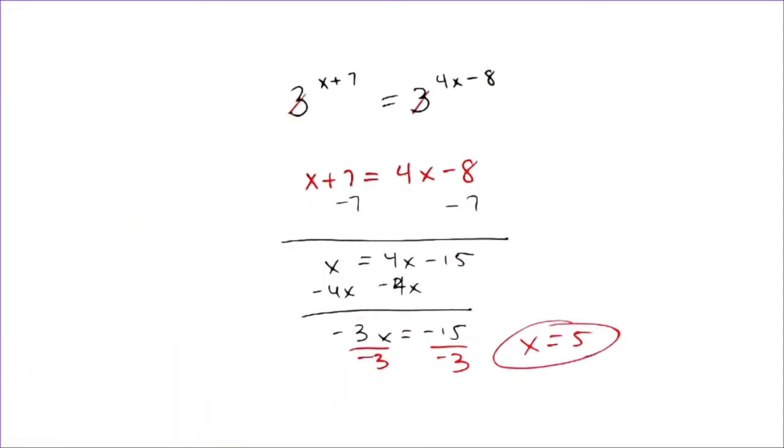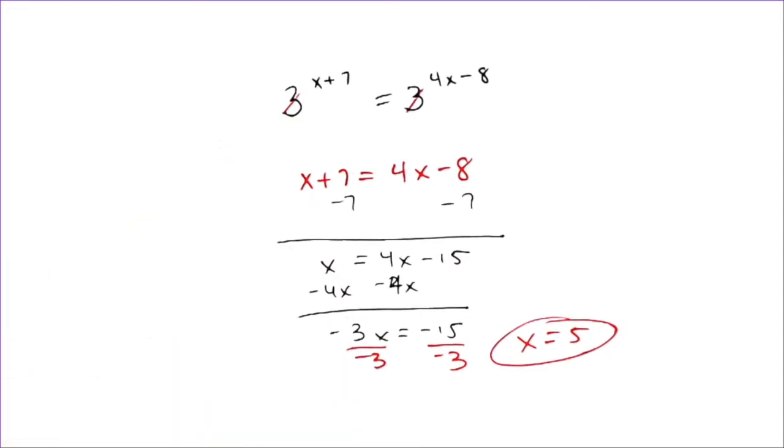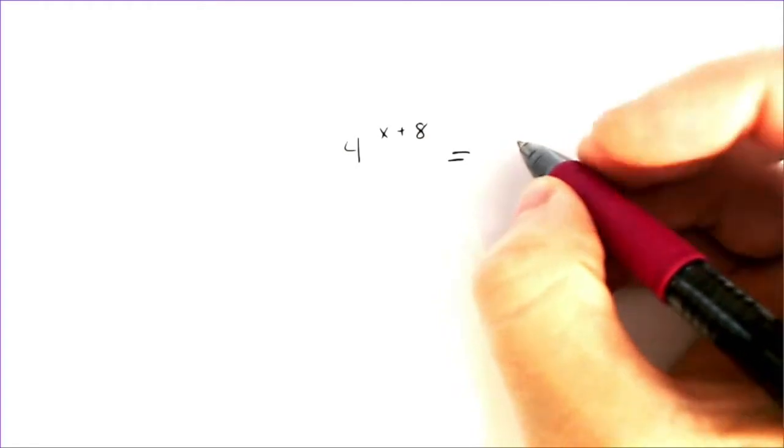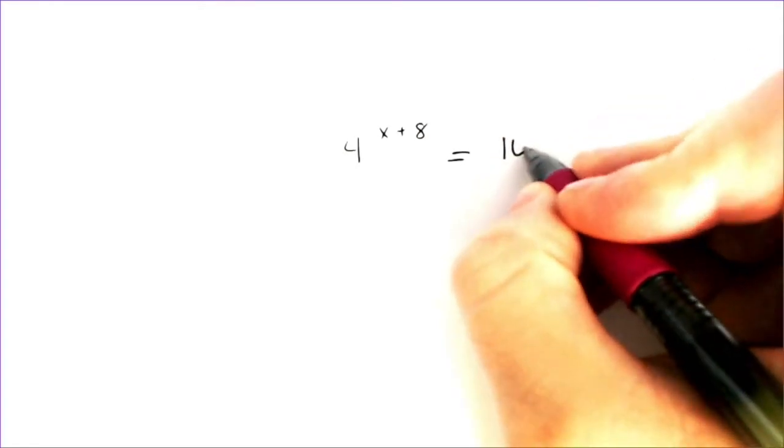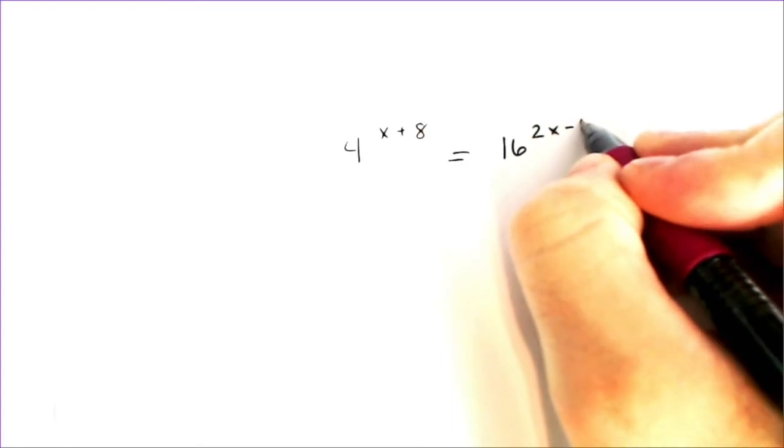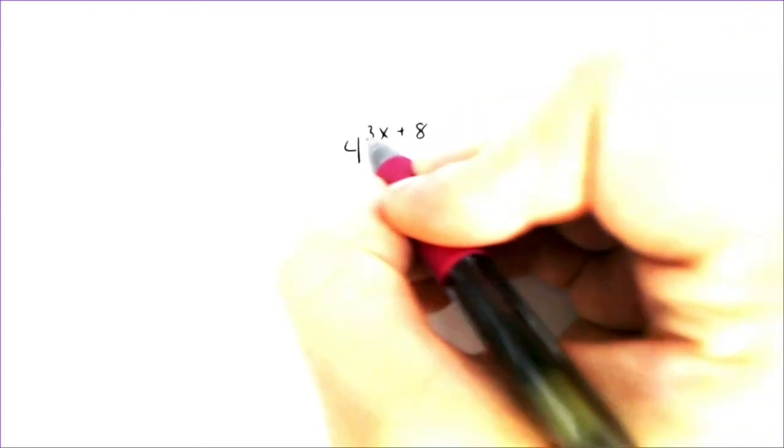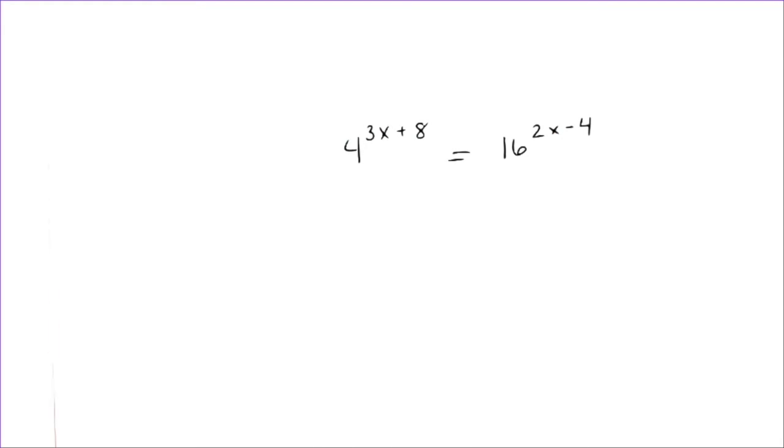Now, if they're not both a 3, if they're both a different number, for instance, let's say we have 4 to the x plus 8 equals 16 to the 2x minus 4. And I'm going to change that to a 4 to the 3x plus 8. So let's say it's like that. In that case, what you are trying to do is make them both the same number. And you do that by taking the bigger number and turning it into the smaller number most of the time.